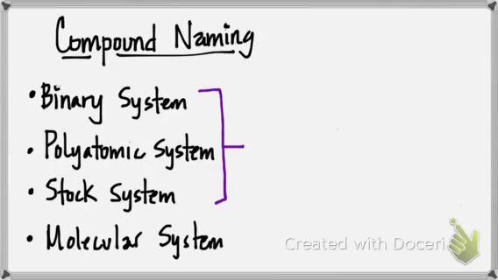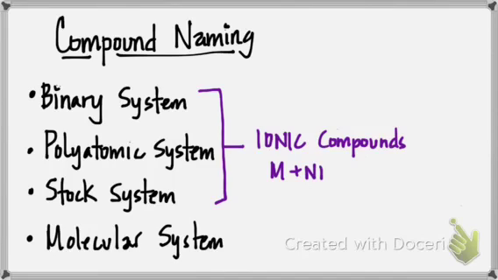Now, binary, polyatomic, and stock system, those only deal with ionic compounds. And if you remember, ionic compounds are going to be a metal added to a nonmetal. And you'll also see it as a metal and a polyatomic, or a polyatomic ion, more specifically.